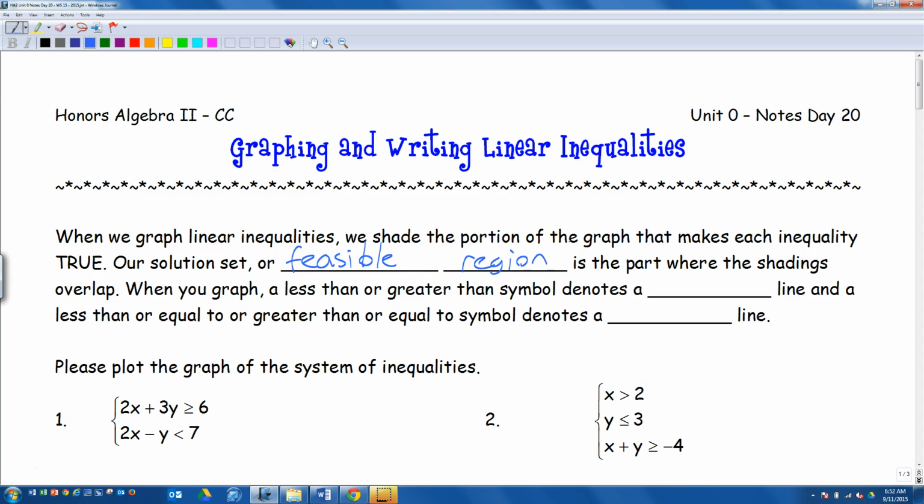And that's the part where the shadings overlap. When you graph, a less than or greater than symbol denotes a dashed line because it doesn't actually exist on the line. And when you have a less than or equal to, so when you have the equal, you get a solid line because you can equal that line. So let's see what this means.